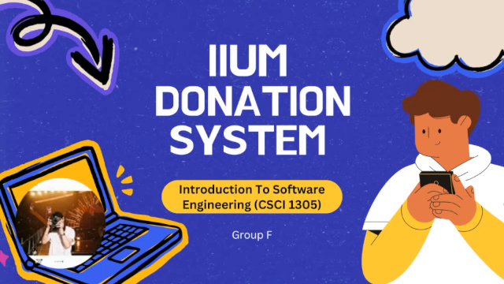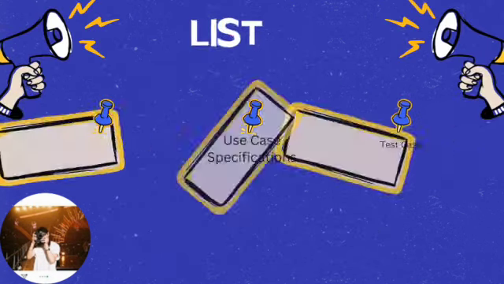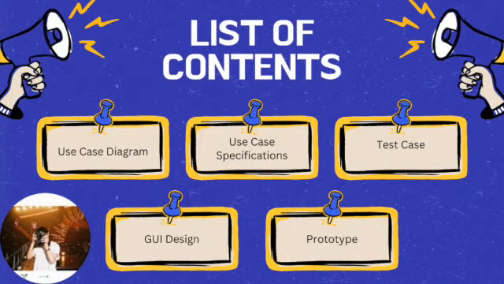We will be presenting our final project, which is the IIUM donation system. First, in our presentation, we will have an introduction, purpose and benefit of the system, list of stakeholders, objective, and also software process model. We are also having a use case diagram, use case specification, test case, GUI design, and also the prototype.